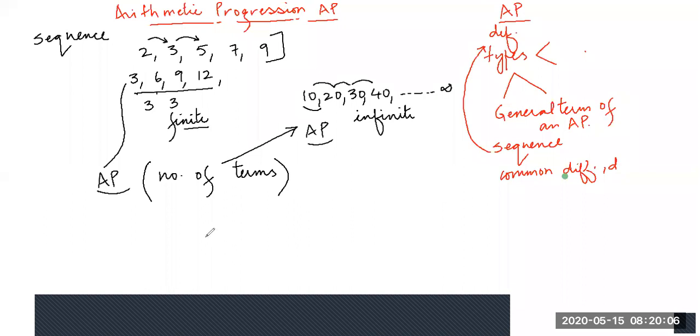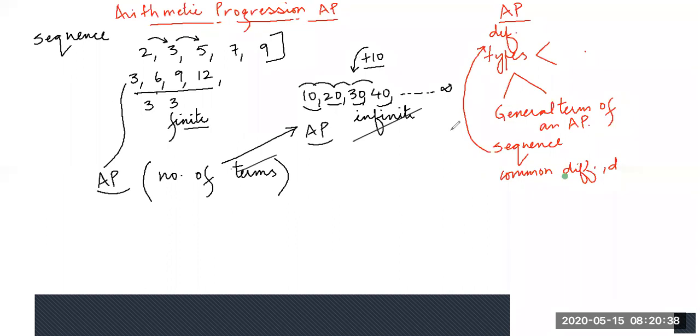All right, guys. So basically, what is the definition of AP? AP is basically a sequence or list of numbers in which each term, these are the different terms, is defined by adding a fixed number to the preceding term except the first term. Now you see that each term 20, 30, 40 is obtained by adding 10 to the preceding term. Preceding term means last term, except the first term, because there is no preceding term to the first term.